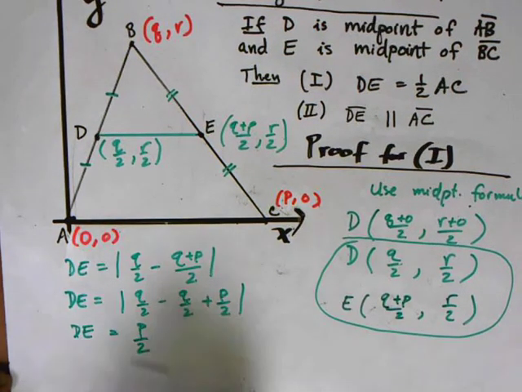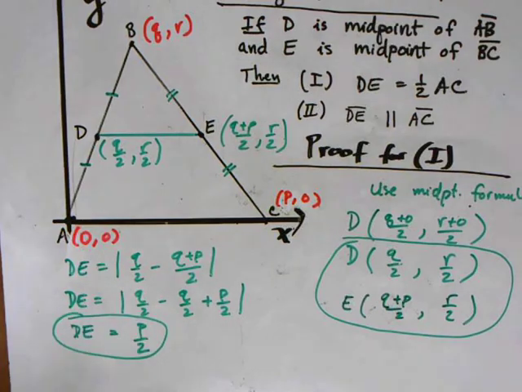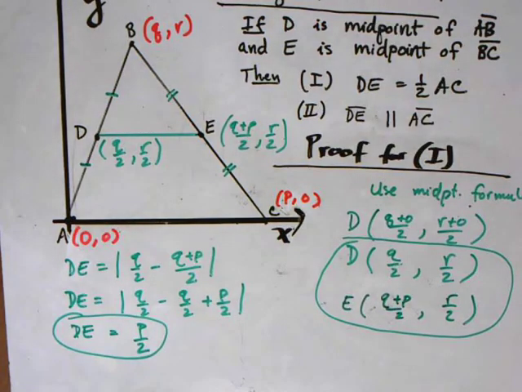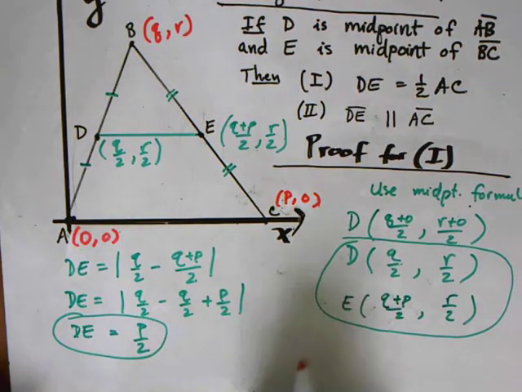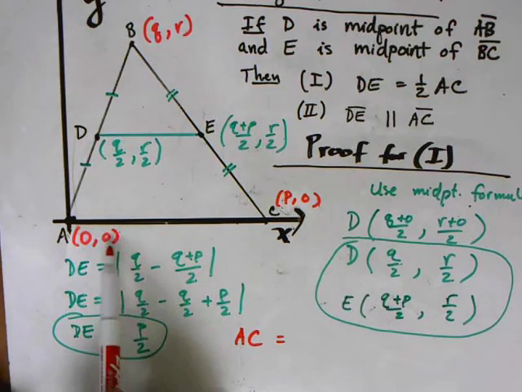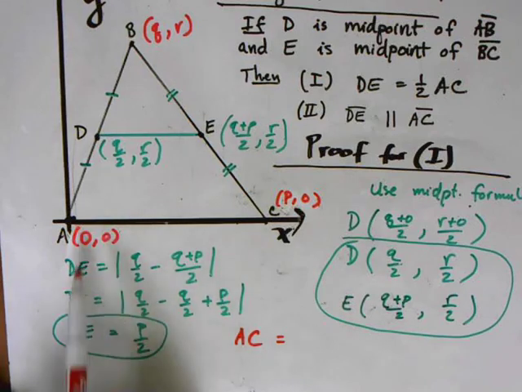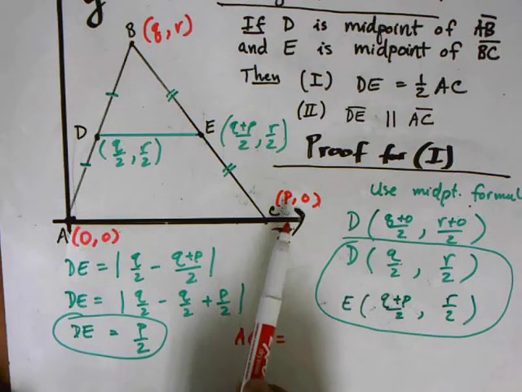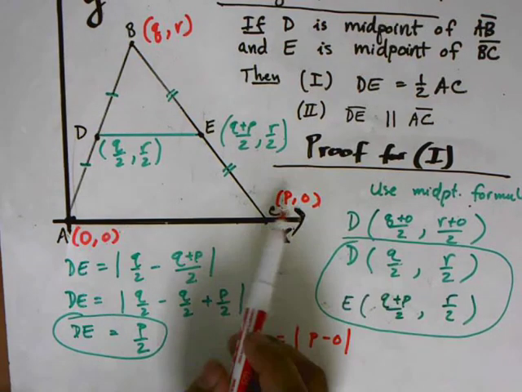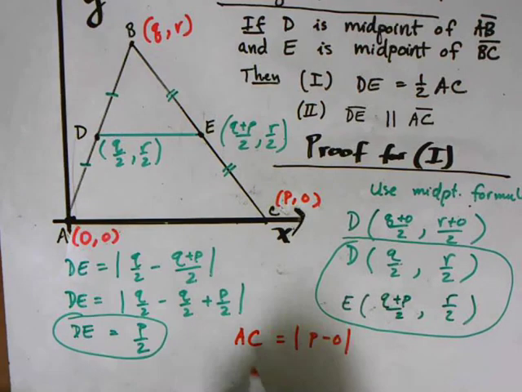Okay? So this is very useful to me as well, because if I know the distance between D and E, I can compare it to the distance between A and C. So let's try to figure that out now. What is the distance between A and C? Well, you can see that the y coordinates again are the same. They're both 0. So it's just a straight horizontal distance between A and C. So this is just P, the absolute value of P minus 0, the difference between the x coordinates. So that's just going to come out to be P.